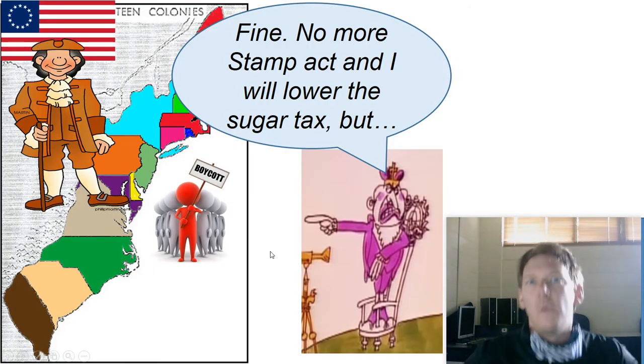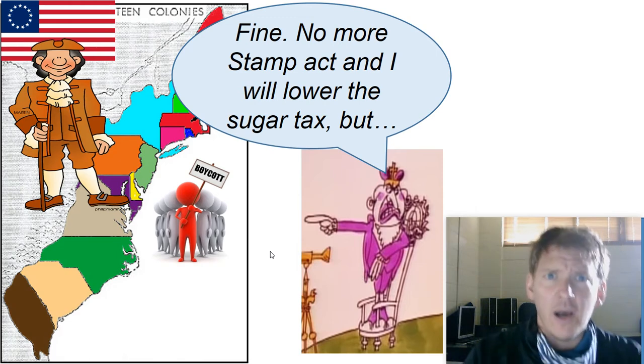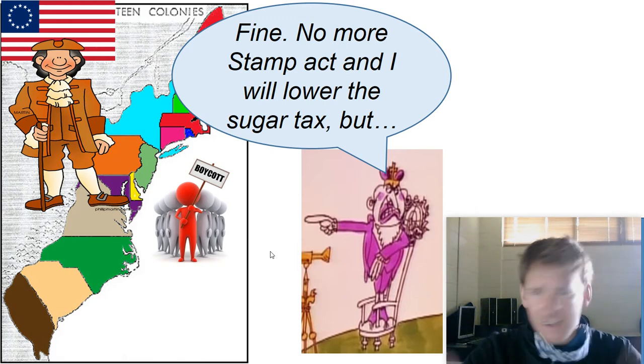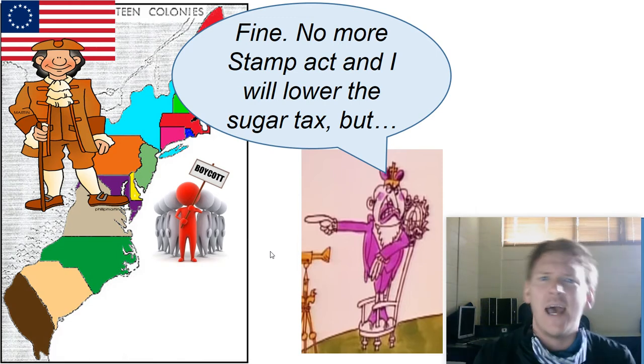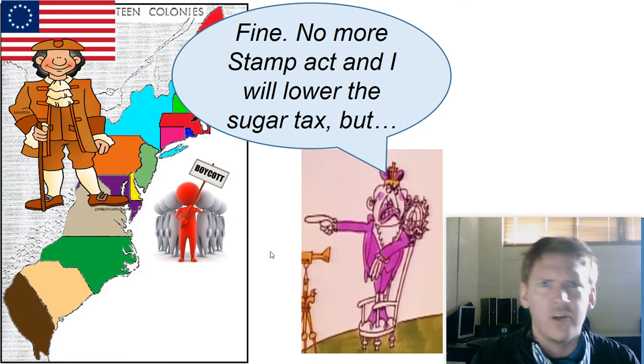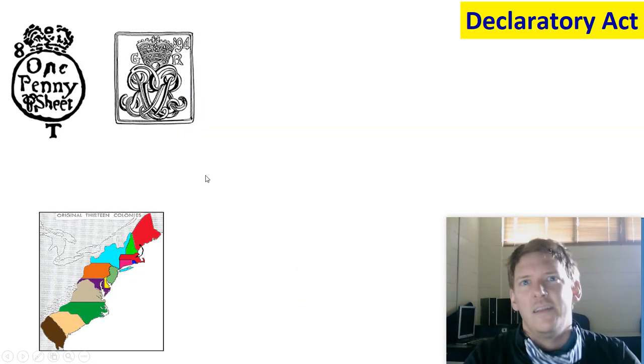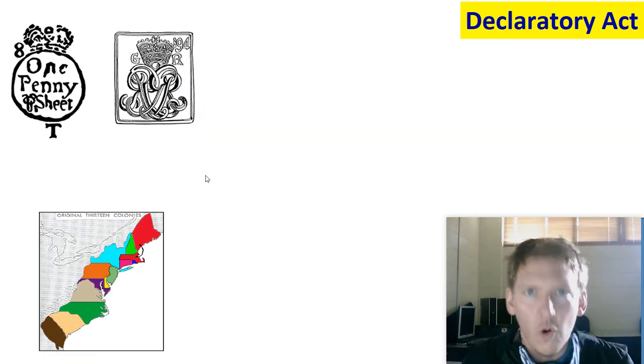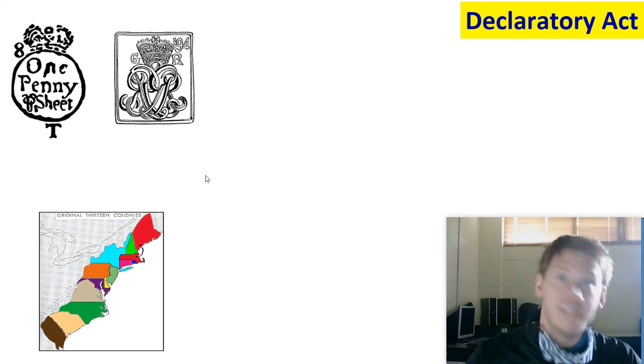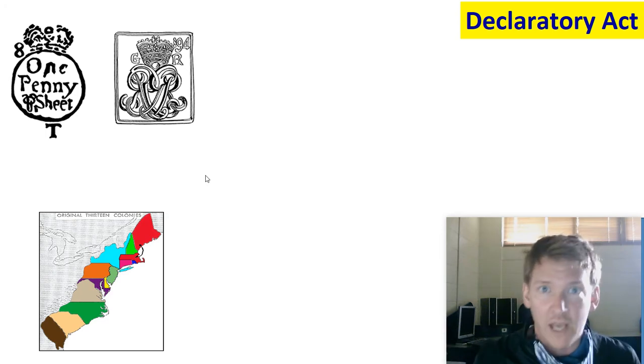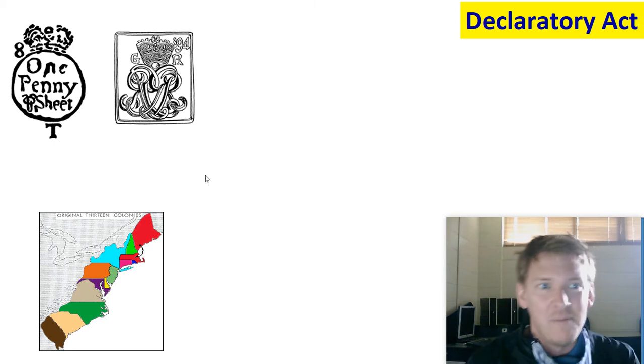So we remember last time, the boycotts resulted in the king finally saying, fine, I'll get rid of the stamp tax, I'll lower the sugar tax. Just calm down. Everybody just chill out. But, you know, the king's just not going to roll over. The king's the king. He is the government. He rules the place. So he's not going to let the colonists boss him around.